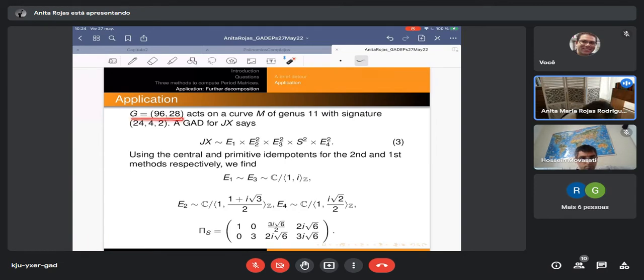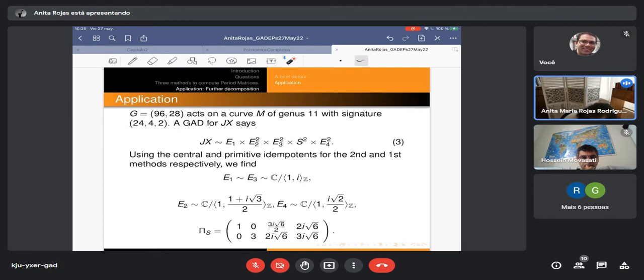So let's start with that group. That is the label in the small group database, which is used in Magma and GAP and Sage and almost every mathematical software dealing with groups. This is a group of order 96, and it is the 28th in the list of that database. It acts on a curve M of genus 11 with that signature. That means that the generators for this action are of order 24, 4, and 2.